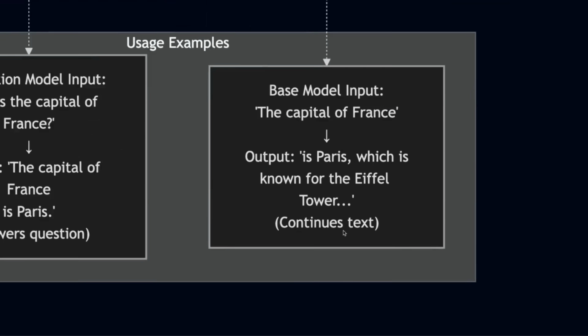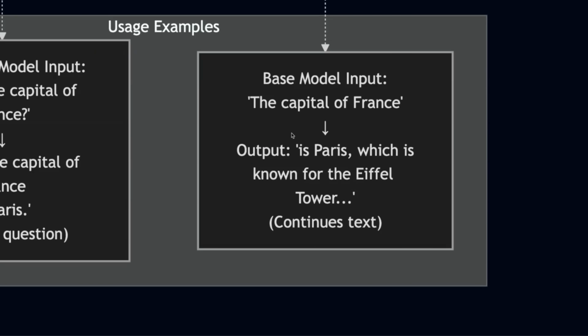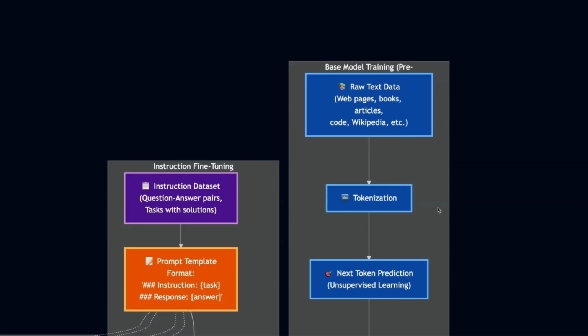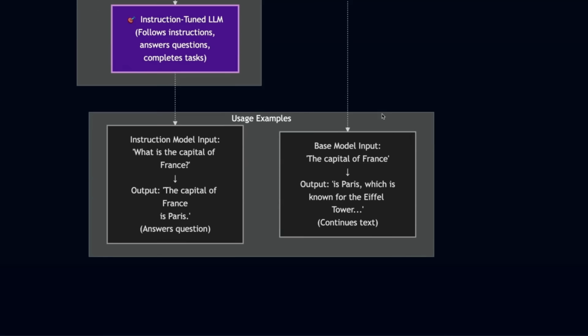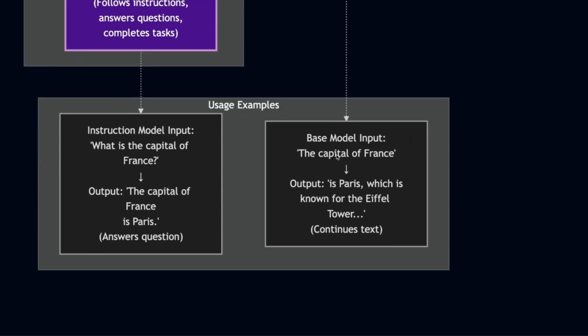So here's a simple example of how you would use a base model. If you say "the capital of France", then the next word predicted by the model based on the input data is going to be "is Paris", and then it's going to continue completing that sentence. During this phase, the model understands the nuances of language and also acquires most of its world knowledge. And it's also pretty uncensored, so you can provide any text and it's going to continue completing that.